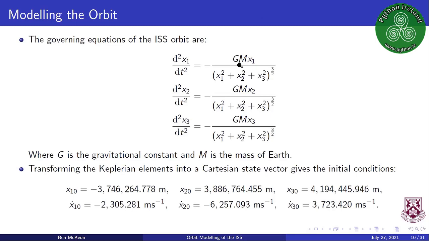And then, like I said, the Keplerian elements that I got from NASA's Human Spaceflight website, I transformed them into a Cartesian state vector, which is an easier coordinate system to work with, in terms of it's 6 different coordinates. So you have x1, x2, and x3. And then you have x1 dot, x2 dot, and x3 dot, which correspond to the velocities in the x, y, and z directions. You can see by the units here. We have meters here, so these are distances, and these are velocities.